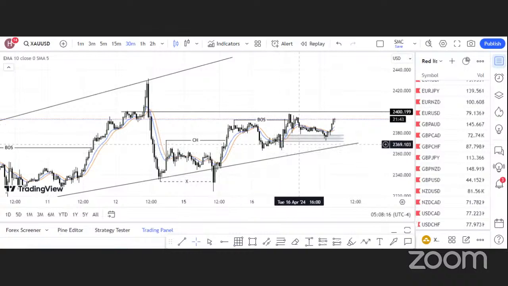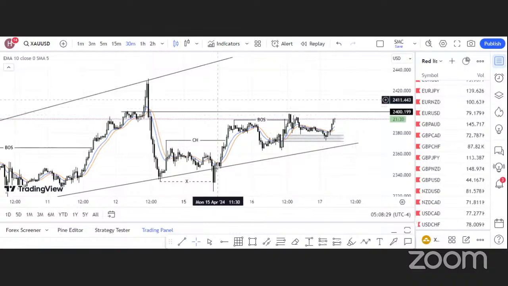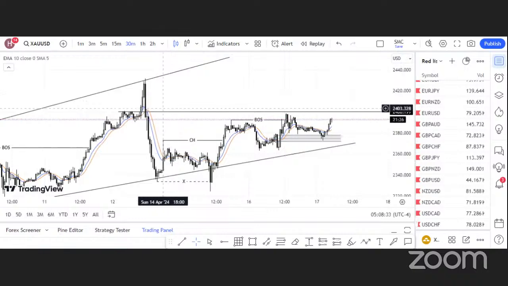Yeah, I wish I had seen this earlier. This could have been a perfect entry. You see, we have a fair value gap here, and as you can see, the market is currently respecting the fair value gap.